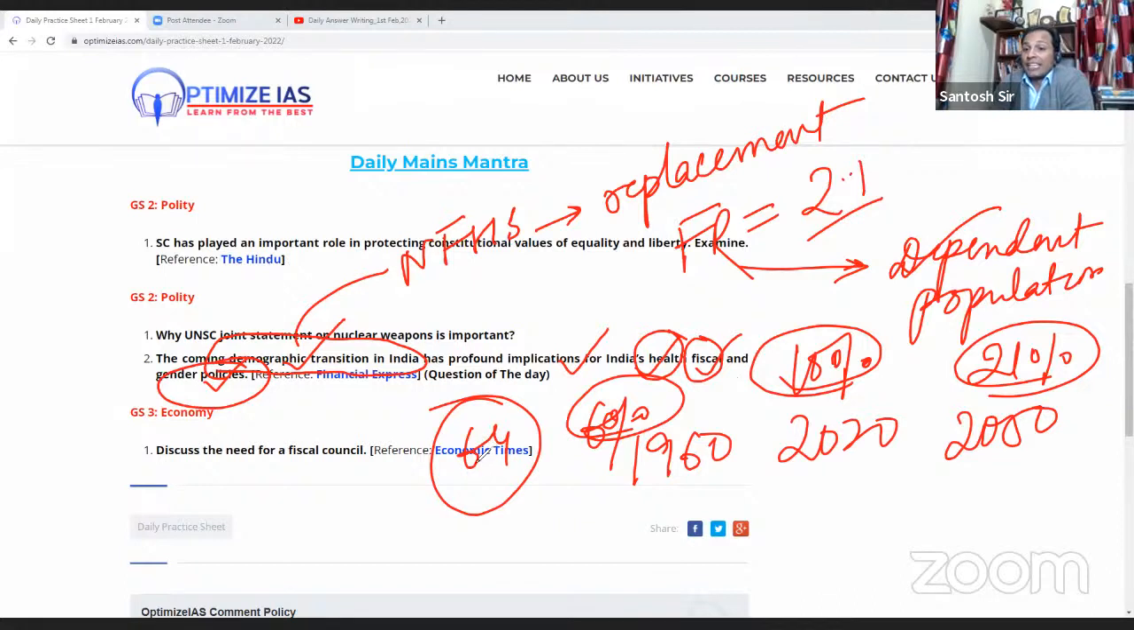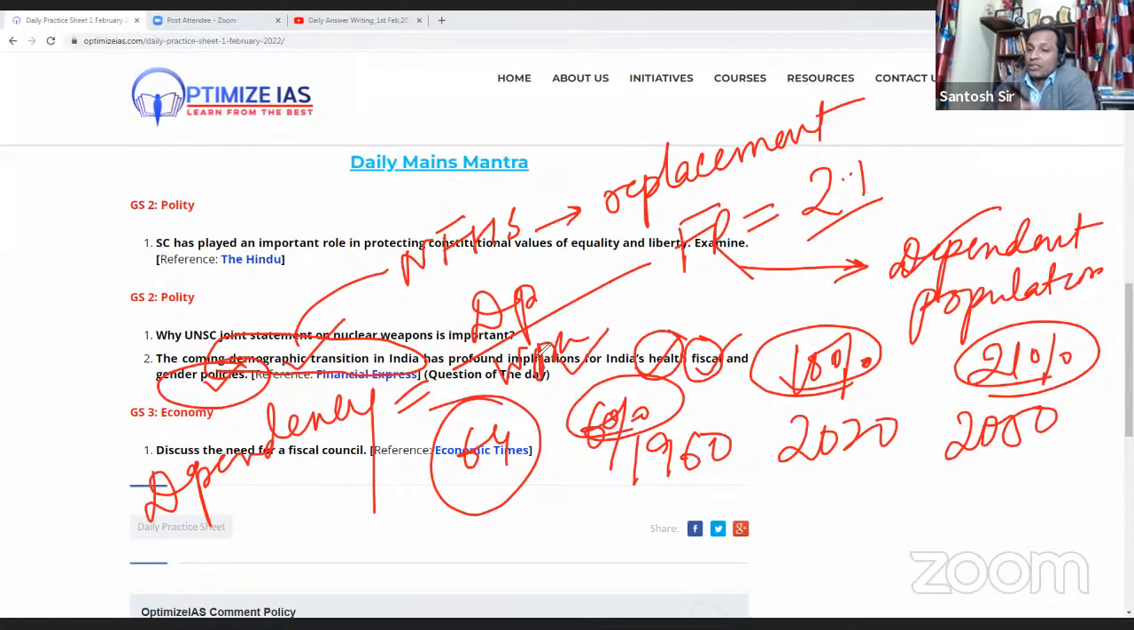So for the population above the age of 64, we know that there is something called dependency ratio. Dependency ratio is the dependent population divided by the working age population. So dependency ratio is going to increase in India, and that is going to have some implication for health, some implication for fiscal, and some implication for gender policies. First, I'll explain, then I'll see. Right now, I have not started answer writing. I'm just explaining the concept which is required to write this answer.